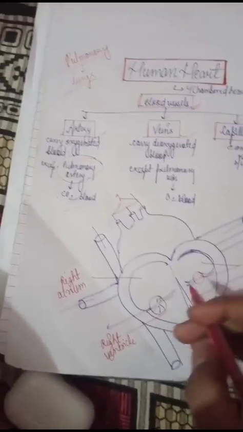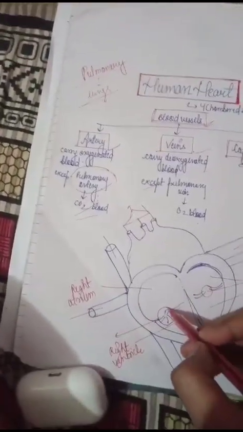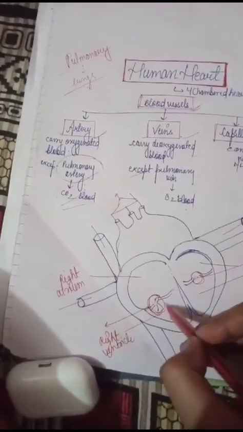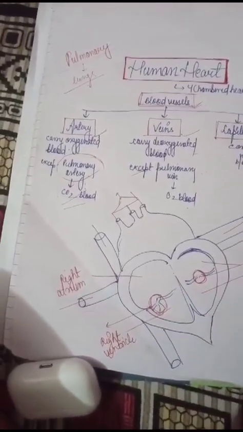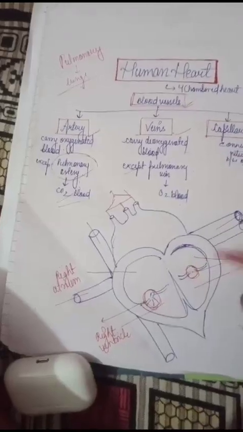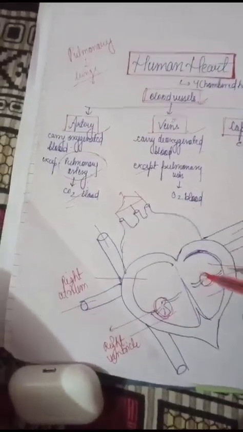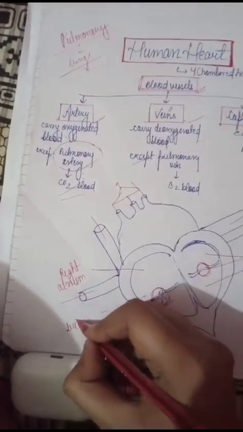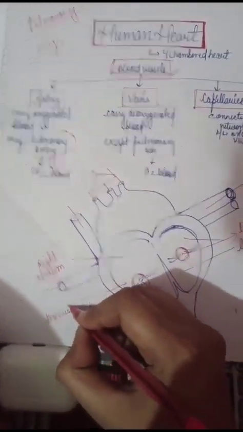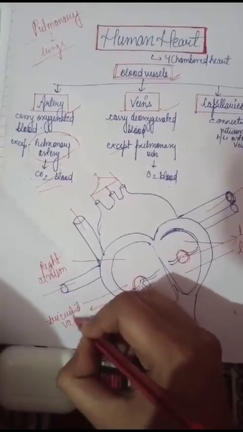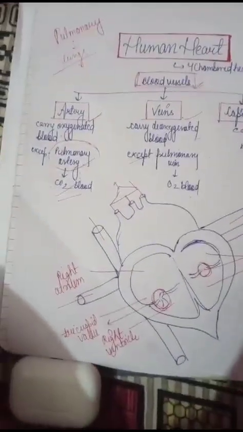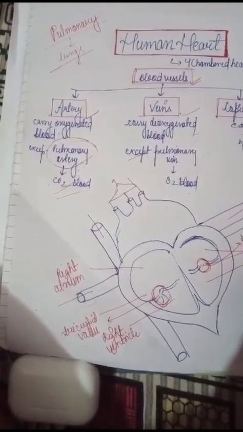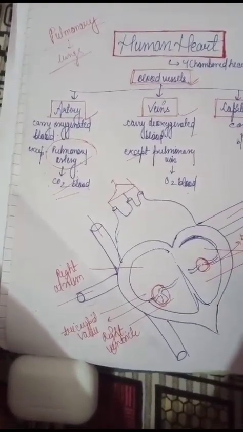And there are some cuspids. There are some valves which stop the flow of blood backward, or make the pumping of blood smooth. This is the tricuspid valve, and this is the bicuspid valve.